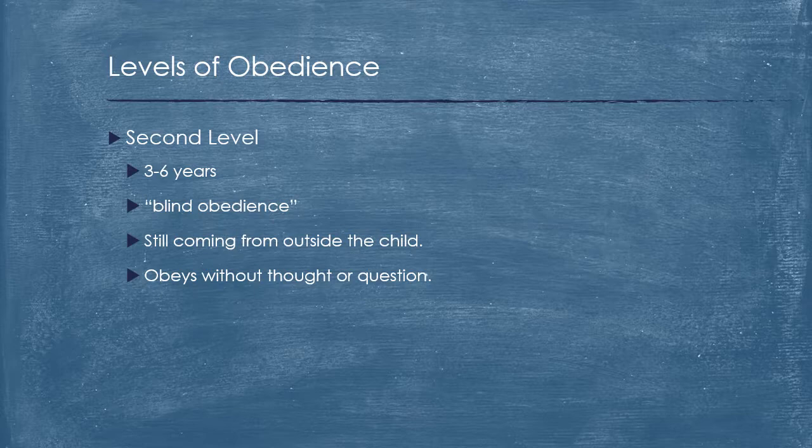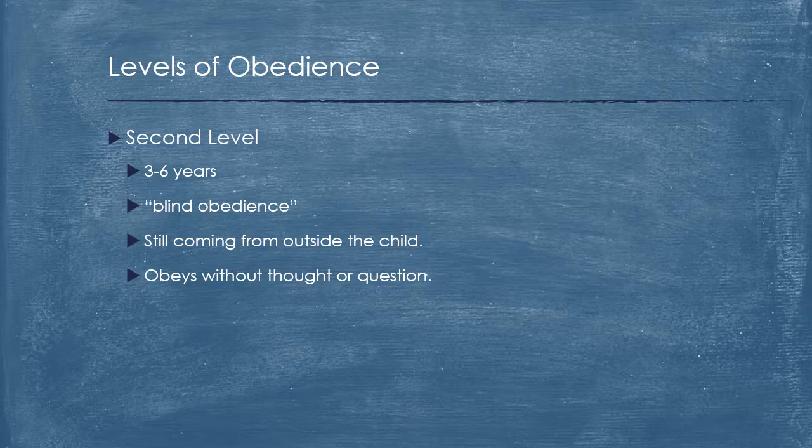And then we have the second level of obedience, the 3 to 6. This is where it is blind obedience. So it's still coming from without the child. They're not deciding, ooh, I want to be a good kid, so I'm going to do what you asked. It's still, well, she asked me to do it. I know I'm supposed to do it, so I'm going to do it. It's kind of a begrudging obedience.